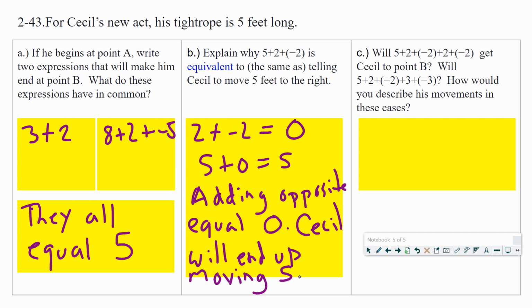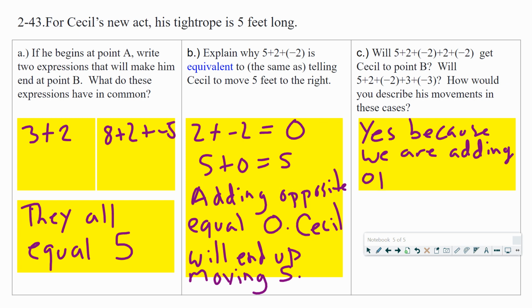Will 5 plus 2 plus negative 2 plus 2 plus negative 2 get Cecil to point B? Will 5 plus 2 plus negative 2 plus 3 plus negative 3? How would you describe his movement in this case? The answer is yes, because we are adding opposites, and he is going back and forth.